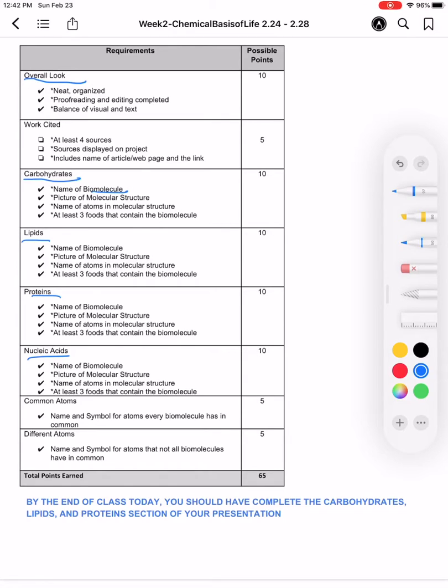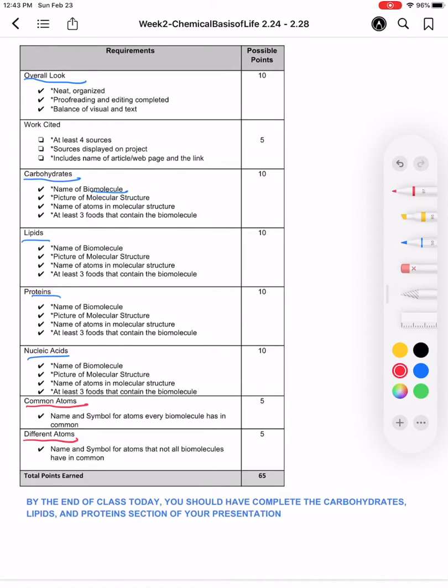We just went over how to do that, but you're going to put it on your presentation, and then you're going to put at least 3 foods that contain the biomolecule. So like a candy bar contains carbohydrates, so you can write that food, you can put pictures of the food. Please don't use candy bar as an example because I just gave you that for free. Find something else.